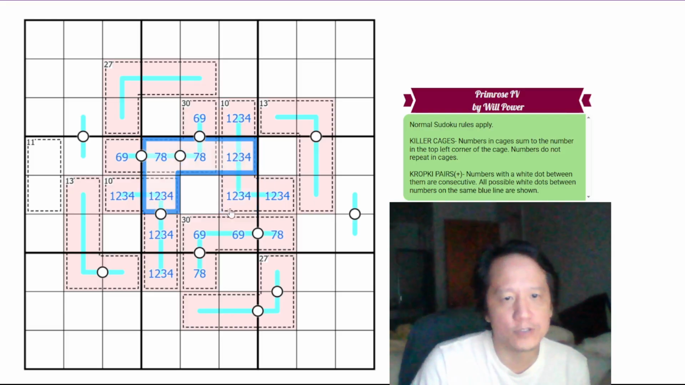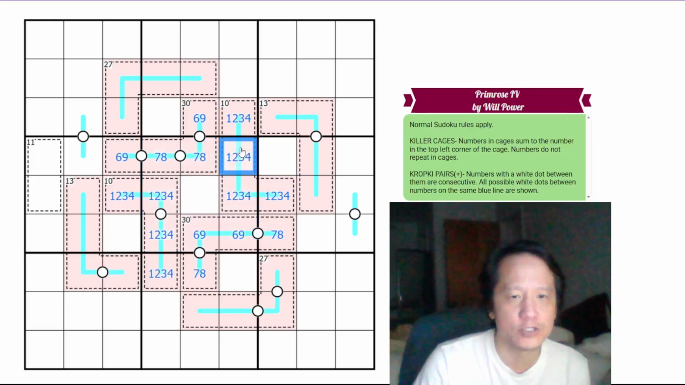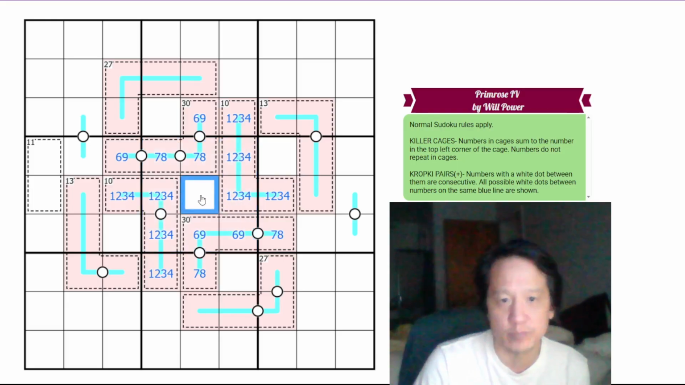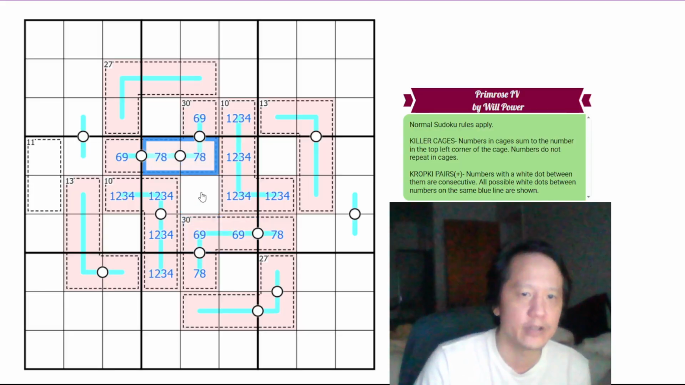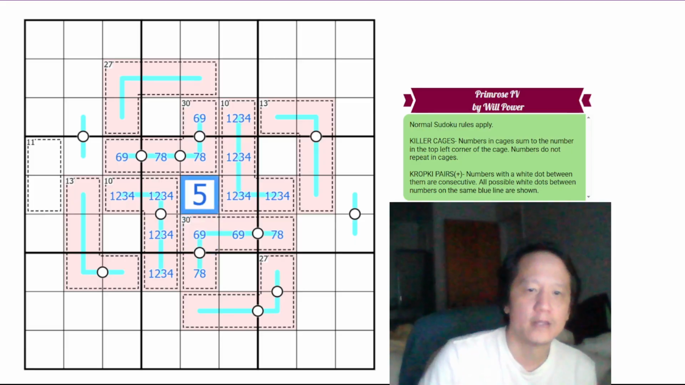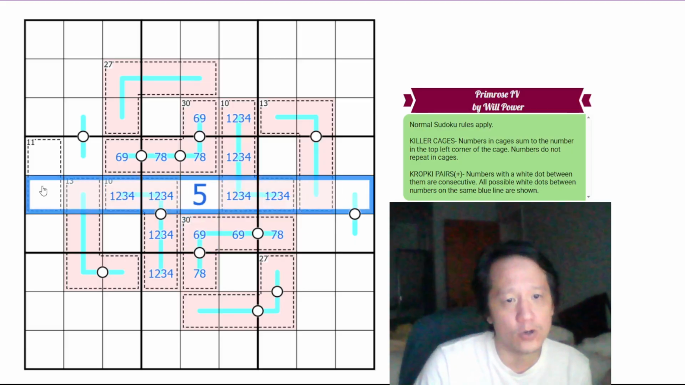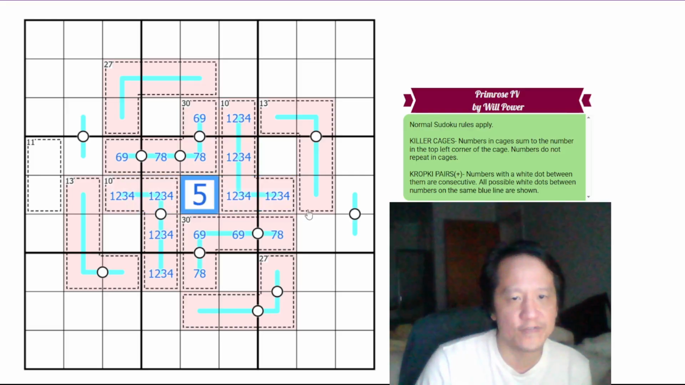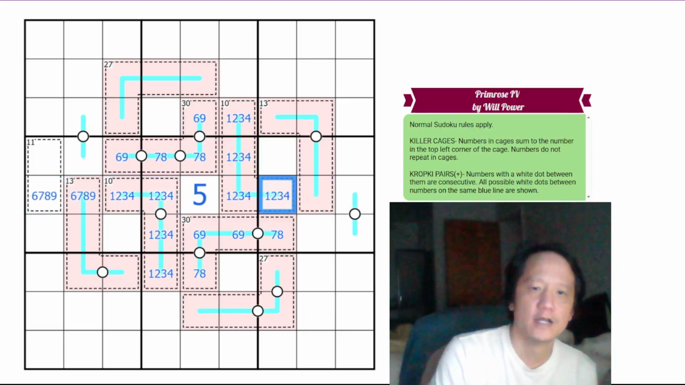Well, we have a 1, 2, 3, 4 quadruplet in the central box, which means the 1, 2, 3, 4 cannot be in the rest of the central box. We also have a 6, 9 pair and a 7, 8 pair in that box, so this must be 5. That means in the rest of row 5, we can't have a 1, 2, 3, 4 or 5 because of the 1, 2, 3, 4 quadruplet there. Therefore, this must be 6, 7, 8, or 9. This must be 6, 7, 8, or 9.